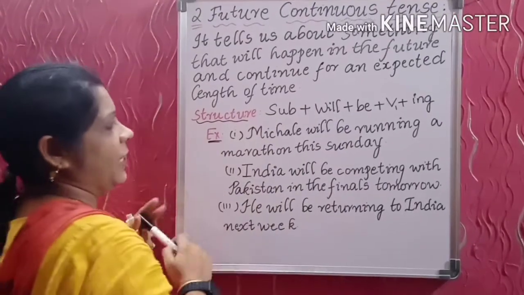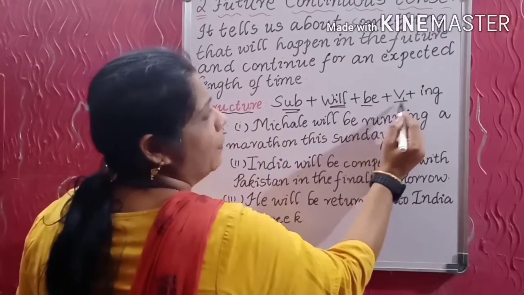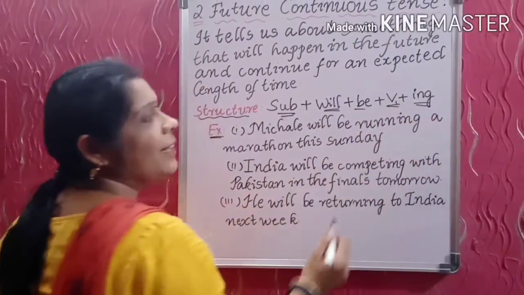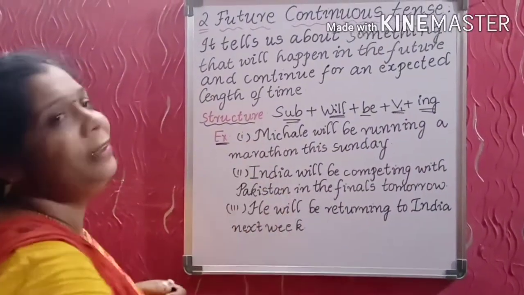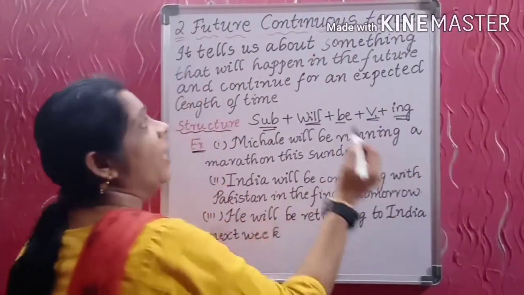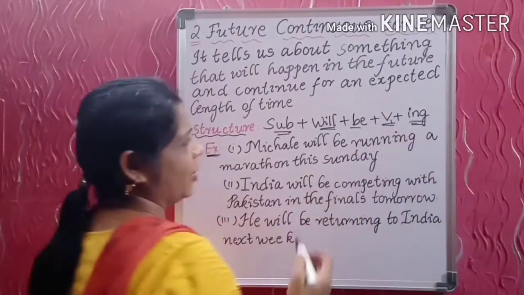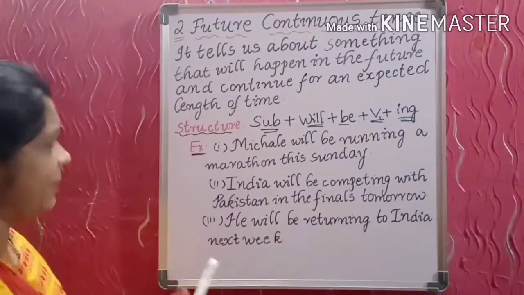Now see the structure of that. Subject, will be, verb and ing form. As I have already told you, all sentences in continuous form will be taking the ing form. Even in this also, it will be coming in the ing form, V1 plus ing. Now let's see some examples.